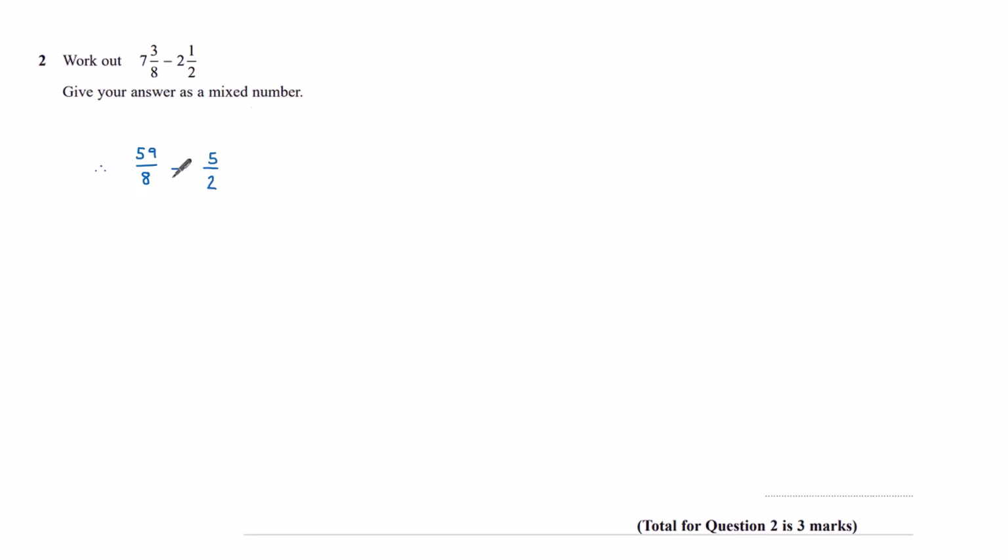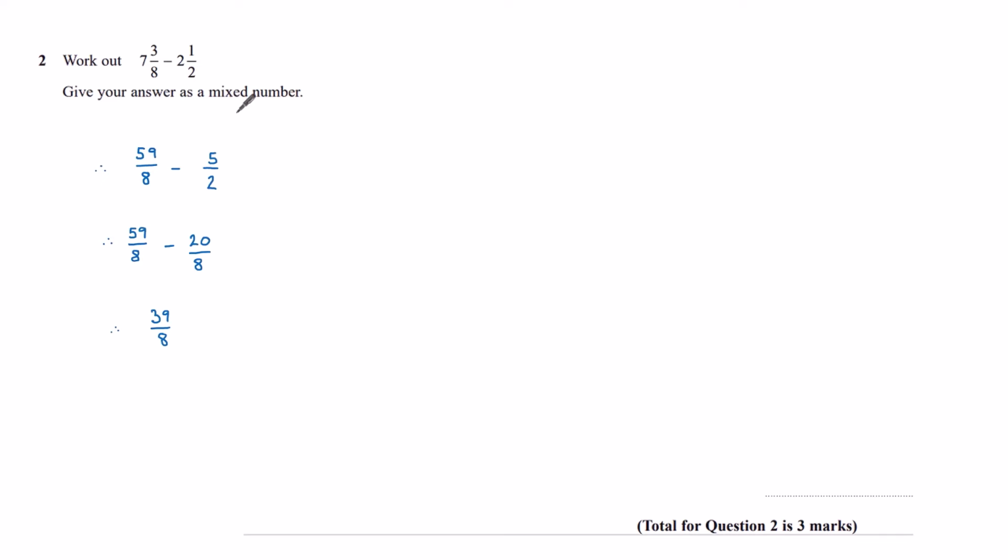Now that I've got them as improper fractions, I can see here that 2 goes into 8. In fact, 4 2's go into 8. So if I multiply numerator and denominator here by 4, I get the equivalent fraction. So 5/2 is equivalent to 20/8. Now the denominators are the same, I can subtract them. So 59 take away 20 is 39/8.